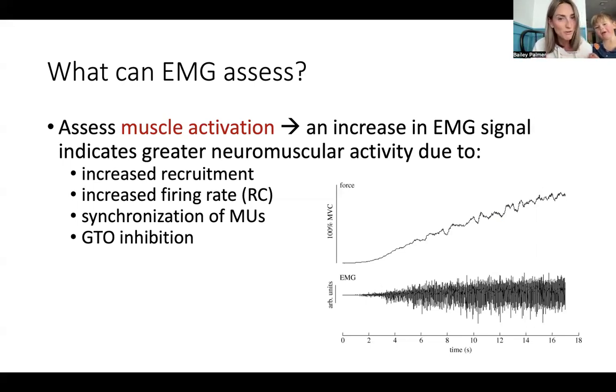With our smaller motor units, they rely more on firing rate and rate coding than our larger ones do. Synchronization of motor units is another one. We want our motor units to be active all together.